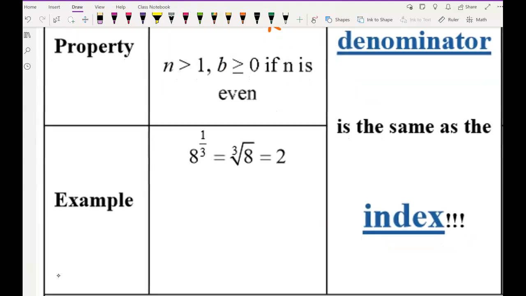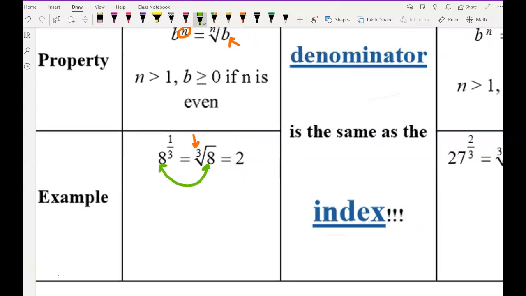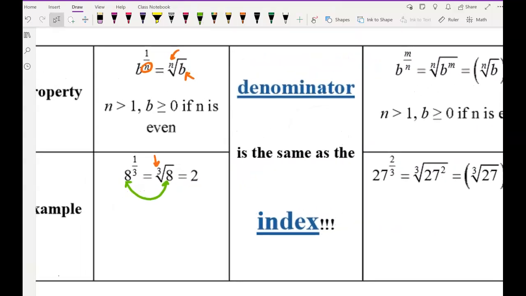So an example of that is going to be 8 to the power 1/3. The denominator is now the index, and then your radicand is 8 because that's your base, and we have to simplify. Cube root of 8 is 2. So your denominator, students, is the same as your index when you rewrite it as a radical expression.